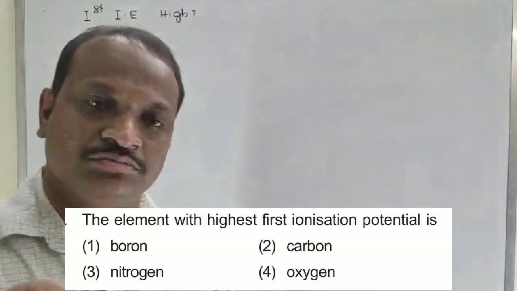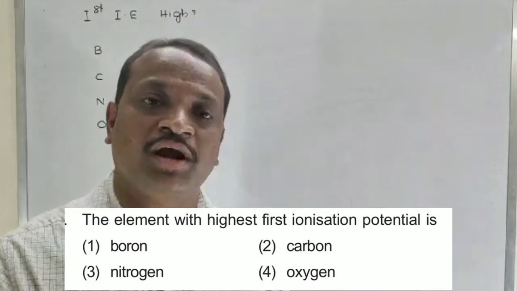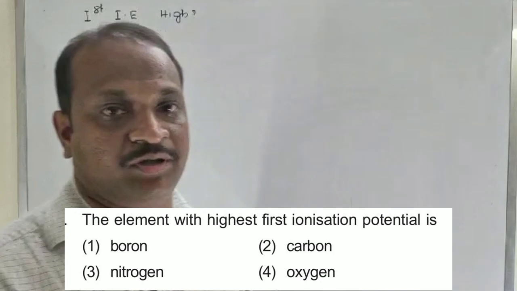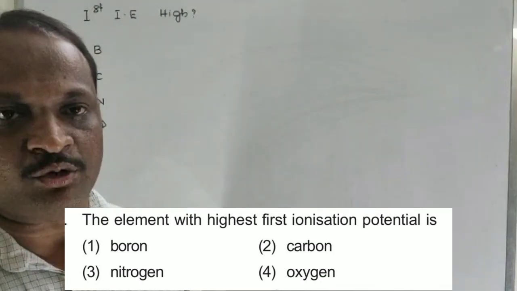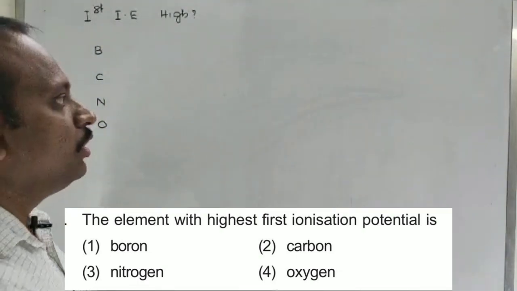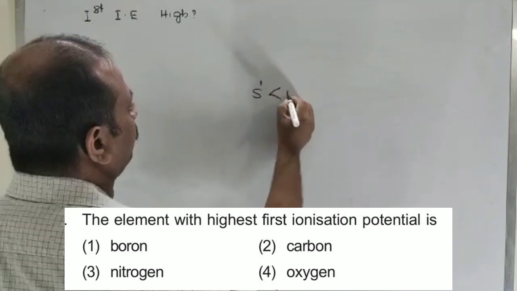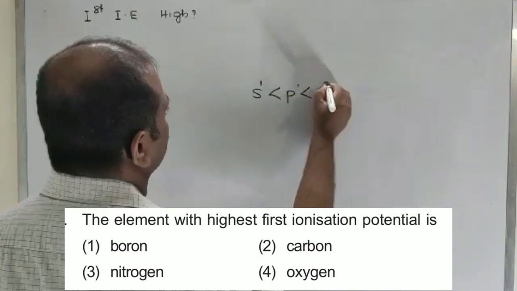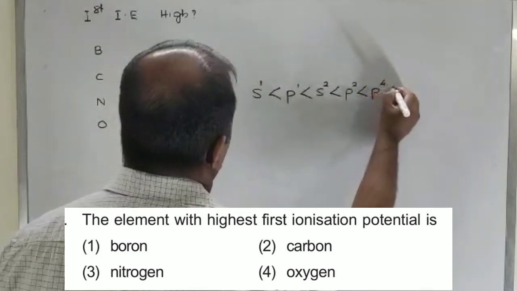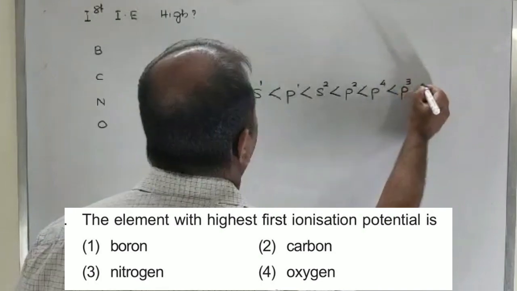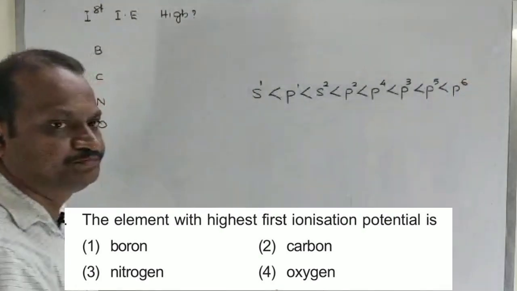In this question also, in the same manner we have to follow. They're asking which one has the highest ionization enthalpy. I have told you, to solve the problems related to ionization enthalpy sequence, what we need to keep in mind. Once again I am writing on board the order: S1 less than P1 less than S2, next P2, and after that P4, next P3, next P5 and P6. This is the order to be followed.